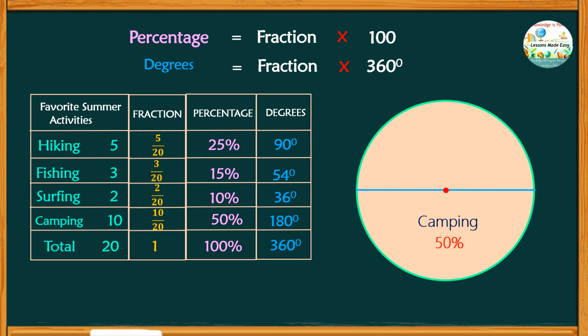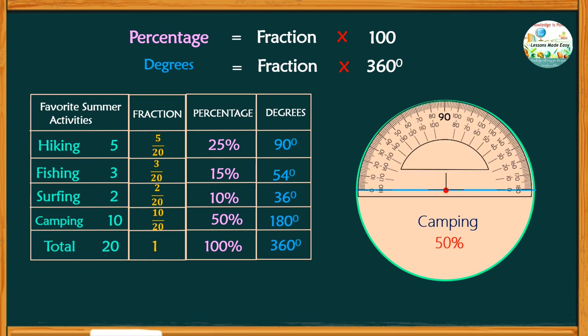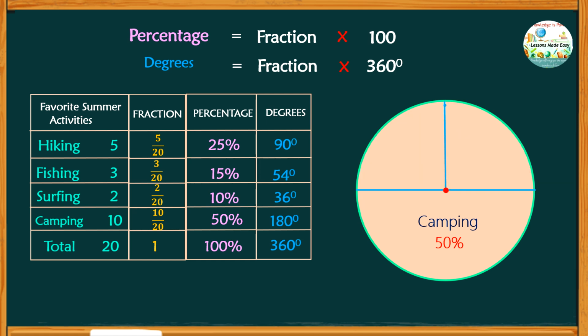Then let's find the central angle for hiking. Take your protractor and place the midpoint in the center of the circle. Locate 0 degrees, then move up to 90. Mark a dot and remove your protractor. Then, draw a line to the center. Indicate the angle size, which is 90 degrees, and label this sector as hiking, which comprises 25% of the whole circle. Continue with the central angle for fishing that makes 54 degrees.